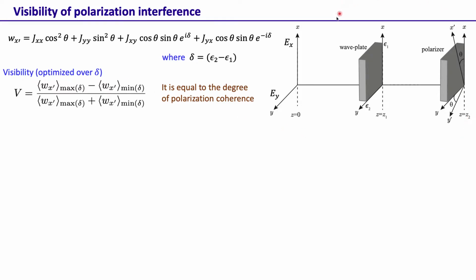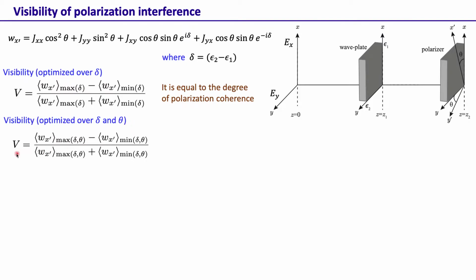So here is the polarization interference, here is the intensity that comes out of the polarizer, and that's the visibility that we have defined after optimizing over delta, and this visibility is equal to the degree of polarization coherence. Now we ask this question: what happens if we optimize the visibility over delta and theta? For example, that visibility we define as Wx prime maximized over delta and theta minus Wx prime minimized over delta and theta, and this Wx prime max and min, then this is also visibility.